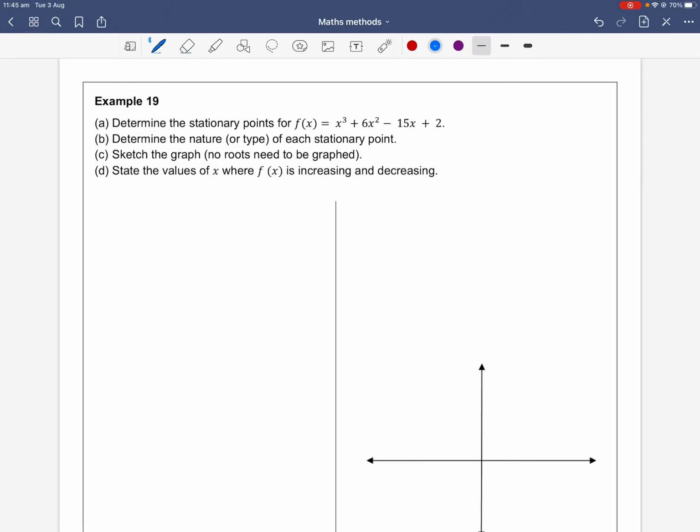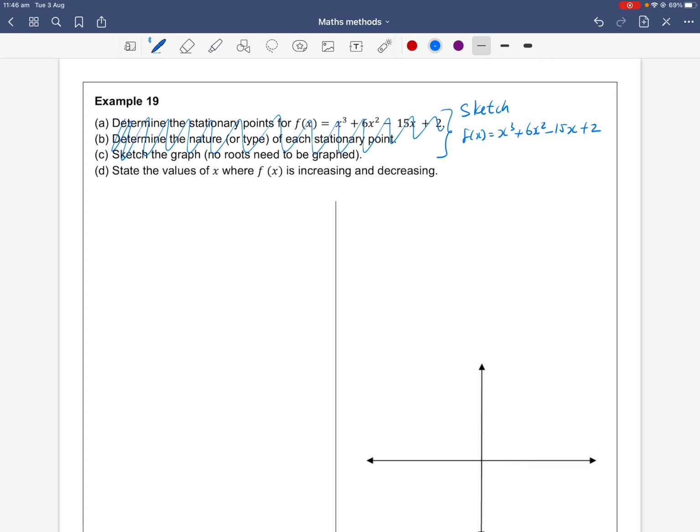Okay, so let's have a look at example 19. I'm actually going to do a modified version of example 19. I'm going to combine parts A, B, C into one part, and then we can do part D afterwards. So we're just going to sketch f of x equals x cubed plus 6x squared minus 15x plus 2. And then we'll do part D, talking about whether the function is increasing or decreasing, afterwards.